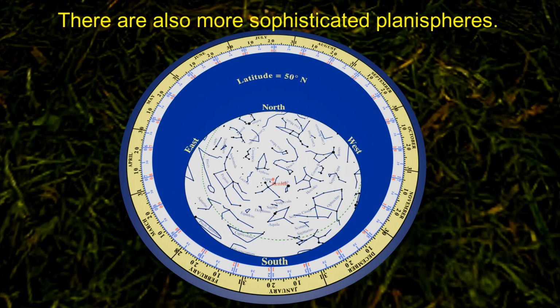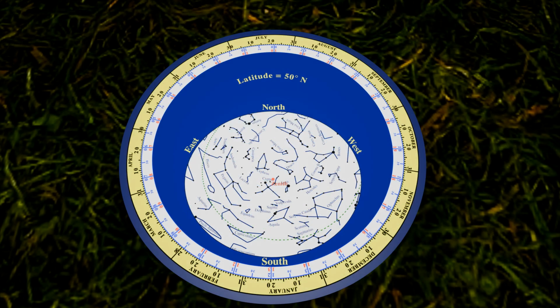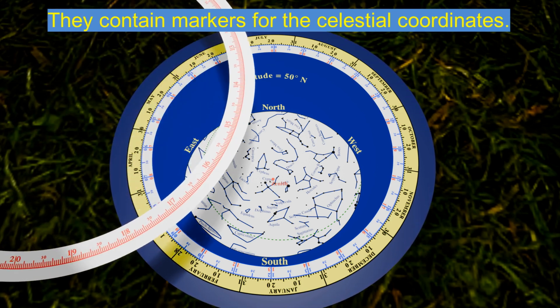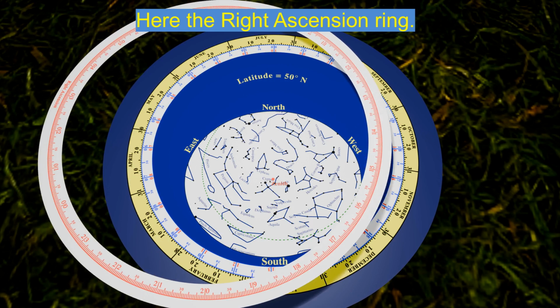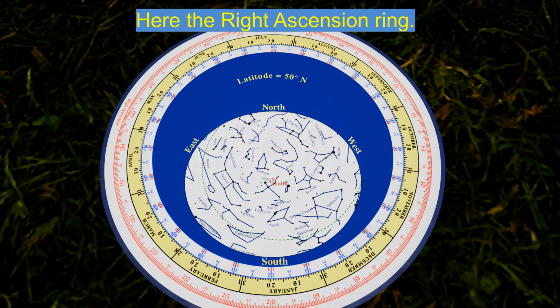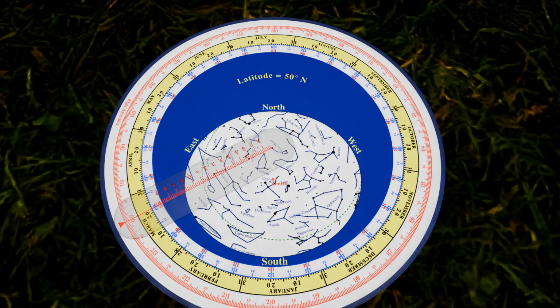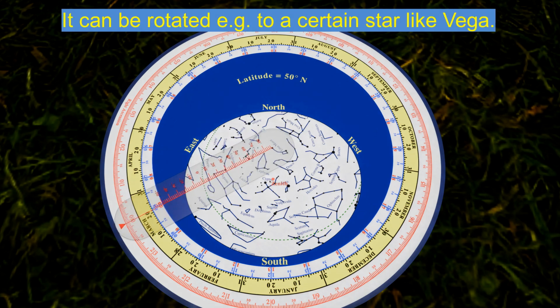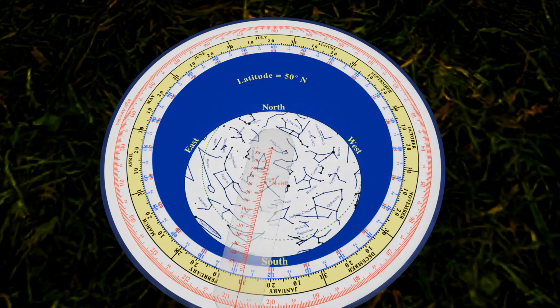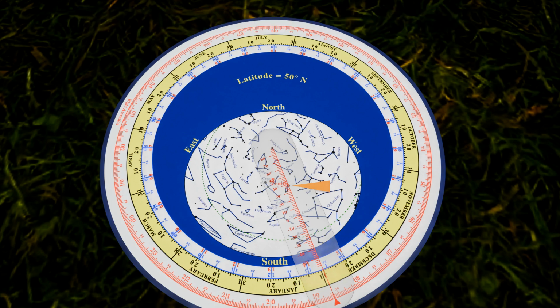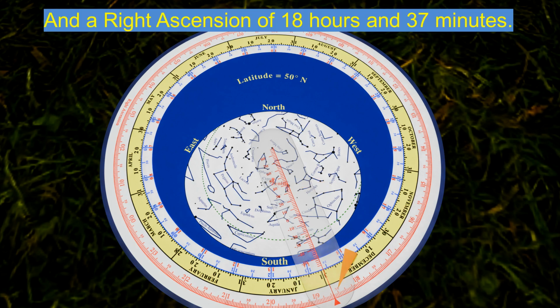There are also more sophisticated planispheres. They contain markers for the celestial coordinates. Here the right ascension ring. And the declination pointer. It can be rotated, e.g. to a certain star, like Vega. For Vega, you can see a declination of plus 38 degrees. And a right ascension of 18 hours and 37 minutes.